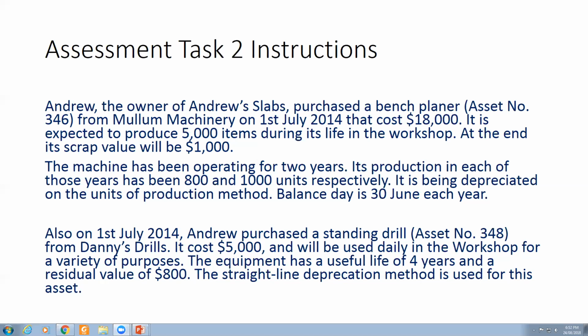And just make sure you understand what useful life is. Useful life means how many years we can actually use the asset. This is 4 years, and a residual value of $800. Residual value and scrap value are almost the same thing. The scrap value of the previous item is 1,000, and this one is 800. And I was discussing the straight line method also. Now they're using the straight line depreciation method for this asset. So both have depreciation, but the depreciation methods are different. One is the units of production method, which depends on the production rate, and this one we are just going to divide equally each year.